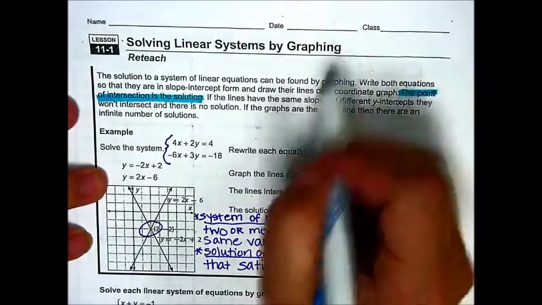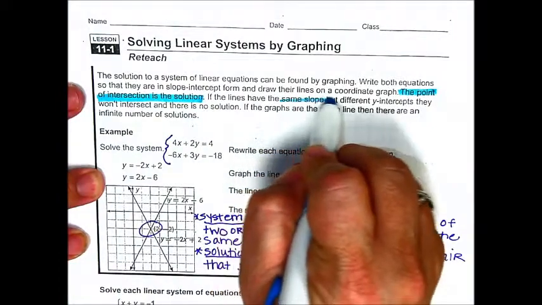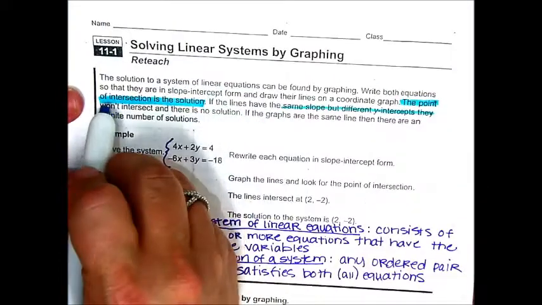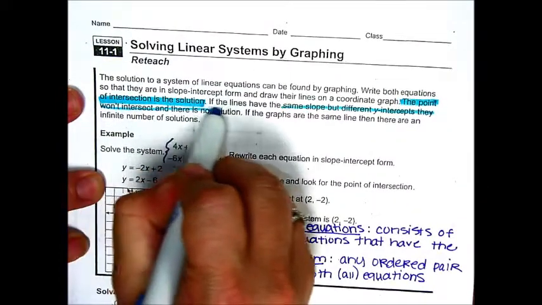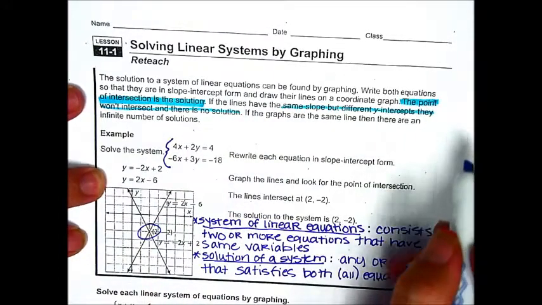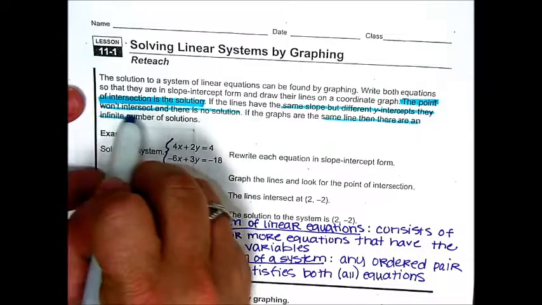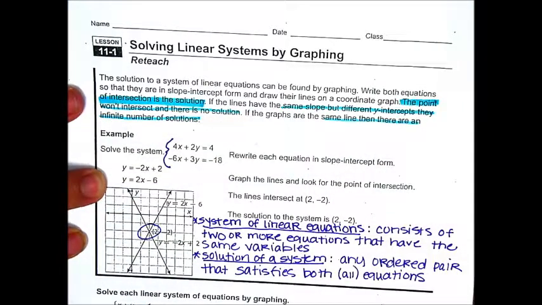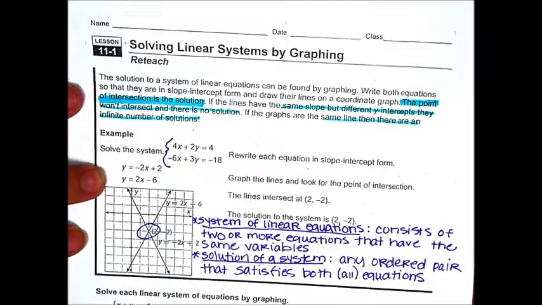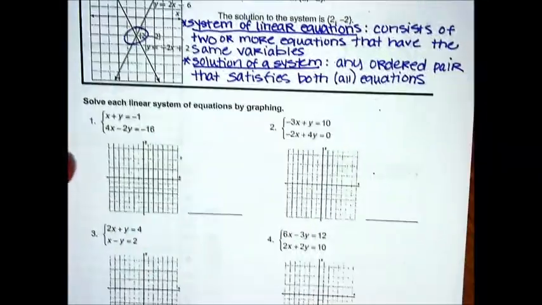If the lines have the same slope but different y-intercepts, they won't intersect, and that's an example of no solution. And if the graphs are the same line, then there are an infinite number of solutions. Okay, so we're going to look at number 1 and 2 on this front side here.